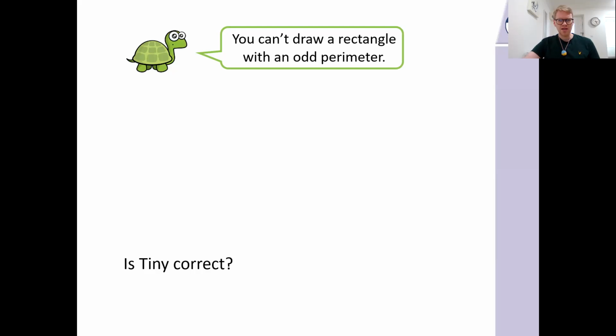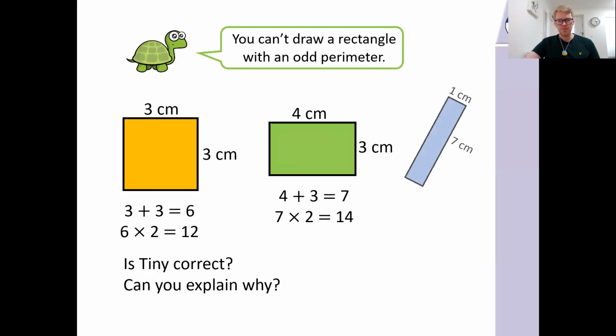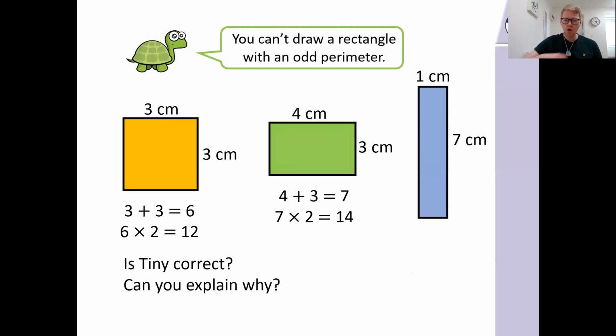So, was Tiny correct then? Well, most normal rectangles would have an even perimeter. It doesn't matter if we've got two odd numbers, an odd and an even number, two even numbers, you're always going to get an even perimeter if we're using whole numbers. We'll come back to that in a moment. The reason for that is it doesn't matter if you double an odd number or double an even number, you will always get an even number once you've doubled it.